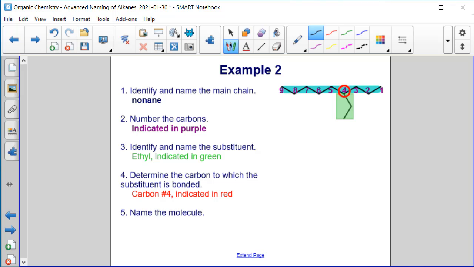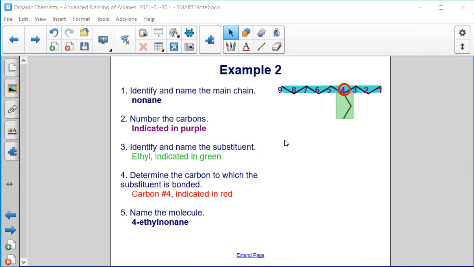We start with which carbon is substituted, so 4. What group do we have coming off of that carbon 4? We have an ethyl group. And then the name of the parent chain is nonane. So we have 4-ethyl nonane. All right, so we can see here the name of the molecule, 4-ethyl nonane. And again, if you start here and just work your way through the steps, getting to that name at the end is pretty straightforward.